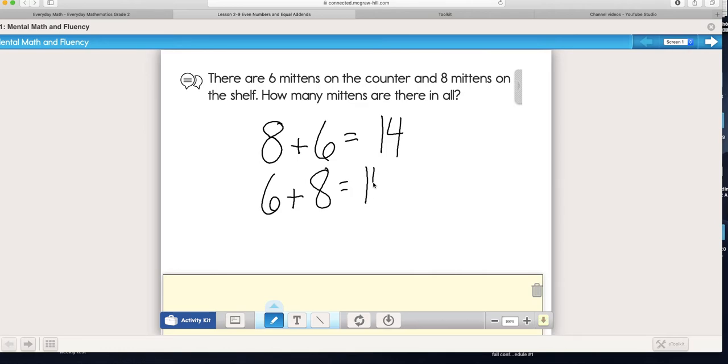If I start at 8 and I count up 6: 9, 10, 11, 12, 13, 14, I get 14. Or I can start at 6 and count up 8: 7, 8, 9, 10, 11, 12, 13, 14. Either one works because remember it's a turnaround fact. So it doesn't matter which direction the numbers are going, it still works.